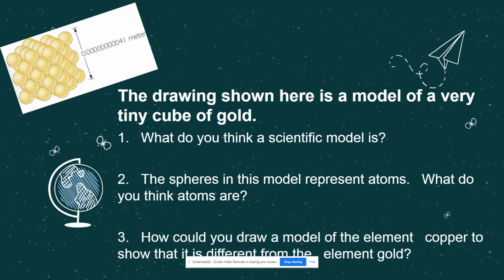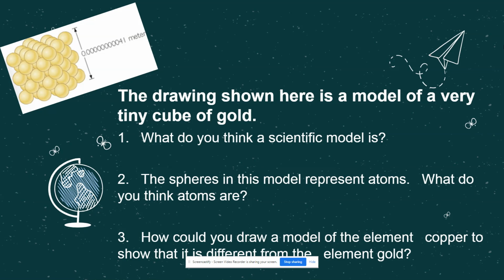Okay. Question 2 says the spheres in this model represent atoms. What do you think atoms are? A lot of times students say that atoms make up everything, which is 100% true, and that's really one of the big key parts of this lesson.